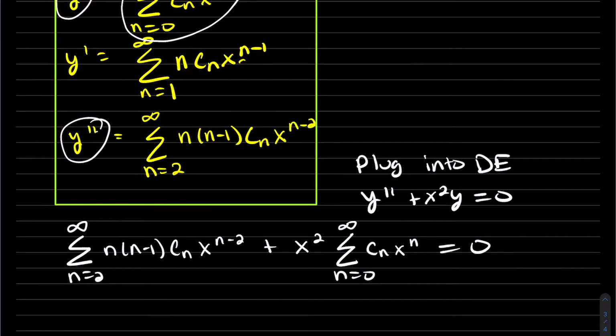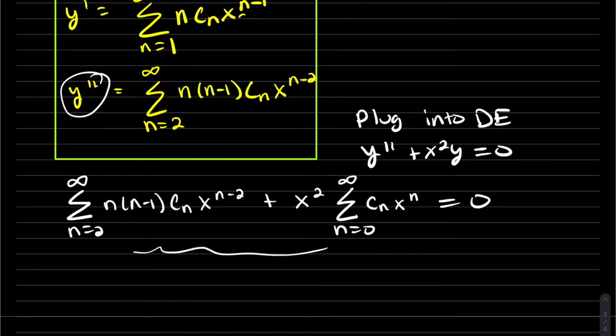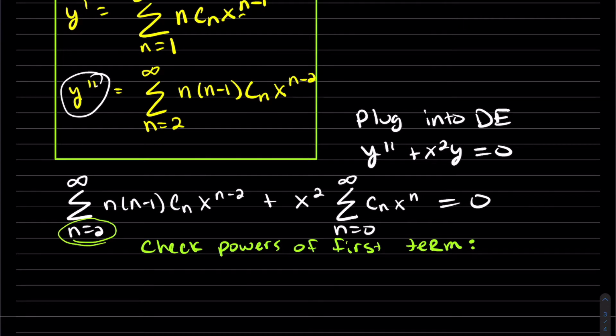Just like we did in our last video too, we have to be able to combine these. The first thing we're going to check is the powers of the first term. If those match, then all the other terms will match. That's why we only have to check the first one. So I'm plugging in n equals 2 into here, so I get x to the 2 minus 2, which is x to the 0. So that's my left side.